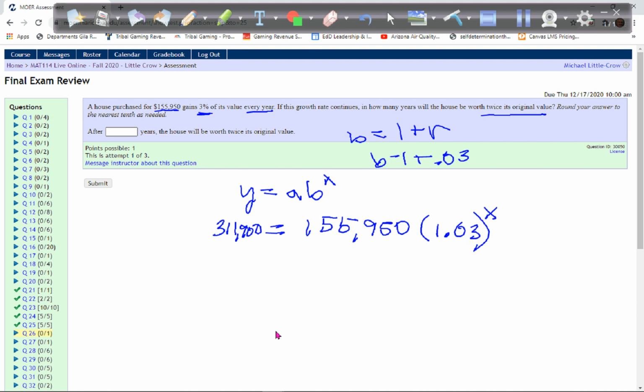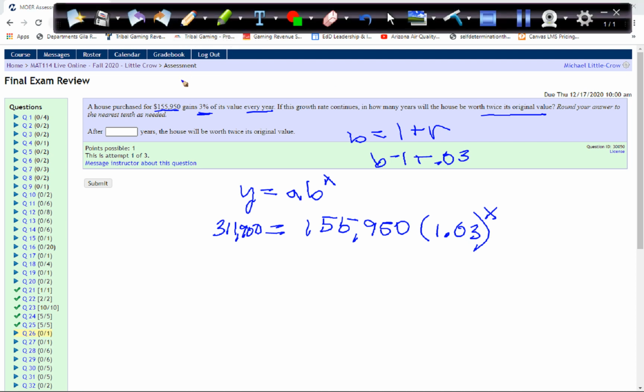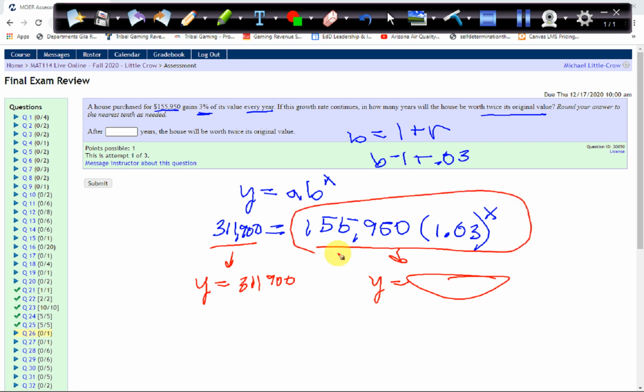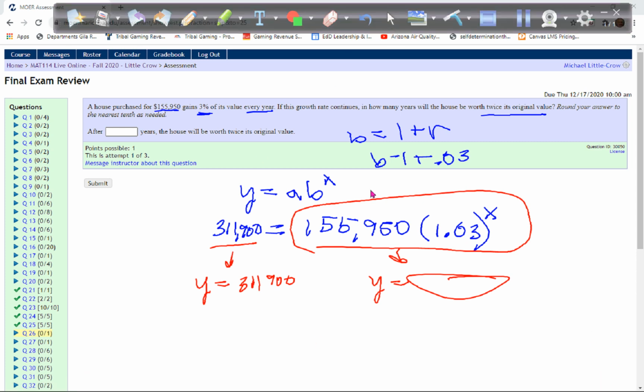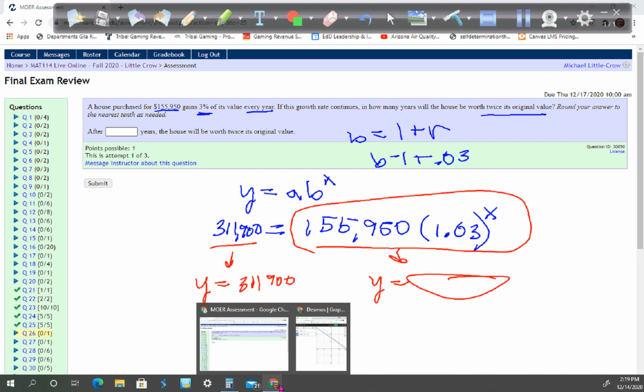Now, another way we can use Desmos is we can graph both sides of this equation. So what we're going to do is graph this side as y equals 311,900. We'll graph this side as y equals that equation, this equation up here. And where these two intersect, that will be our answer. Okay, so it's a great way to use the graphing capability of Desmos.